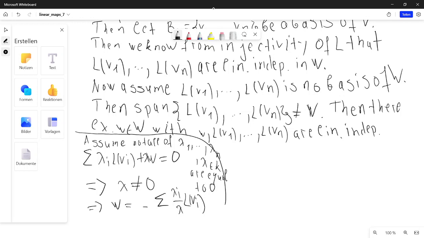We say that the span is not equal to W, and the span not equal to W means exactly there exists a W element of W not in the span, and a W not in the span would mean that this W with those vectors is not linearly dependent, and that means they are linearly independent, right? Okay.